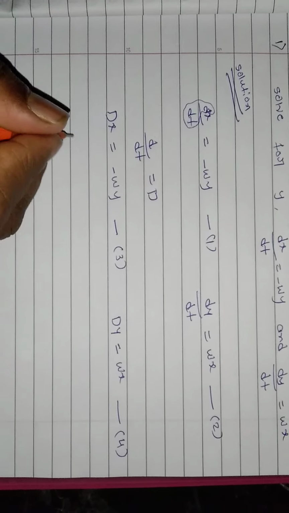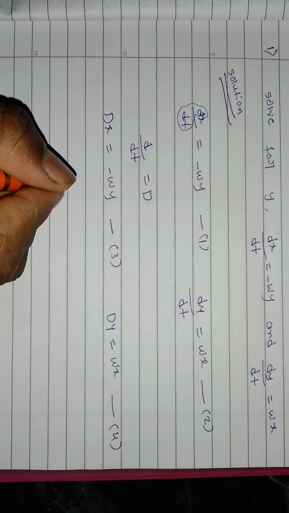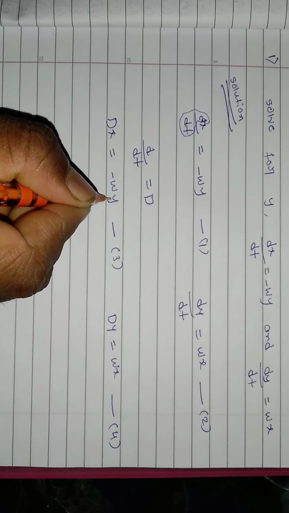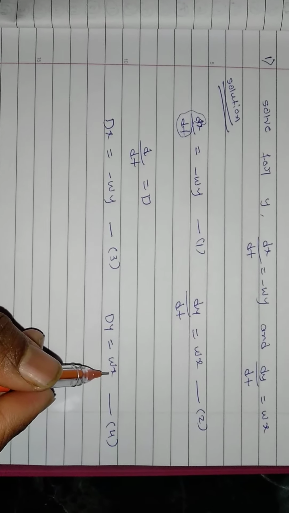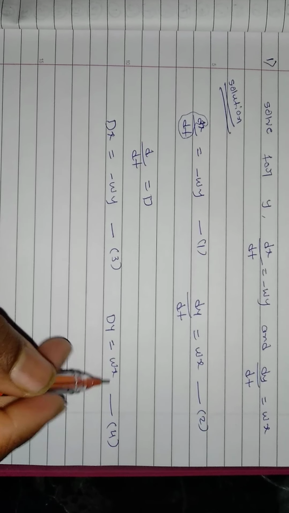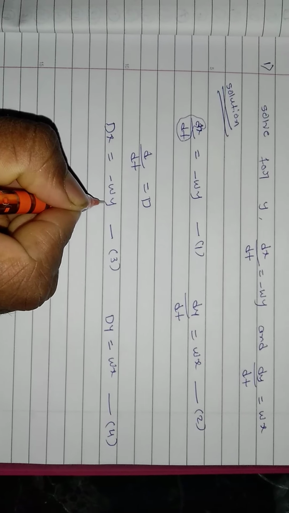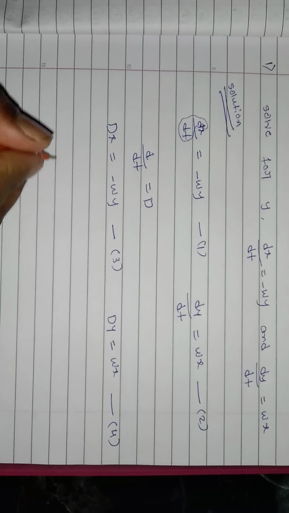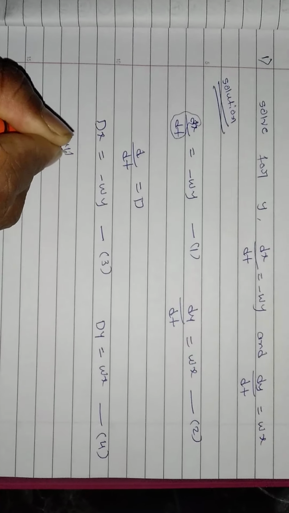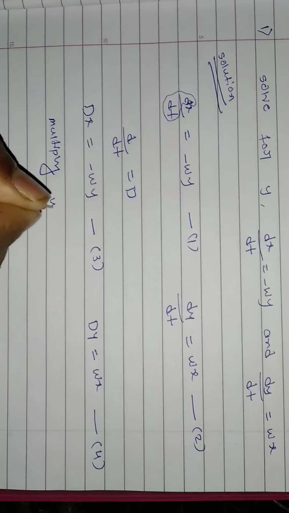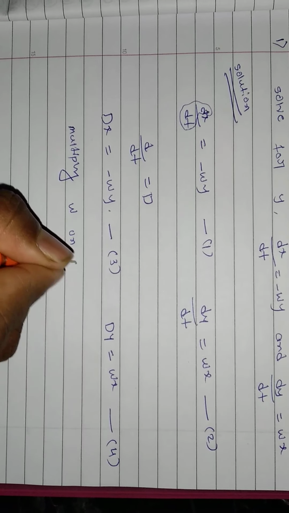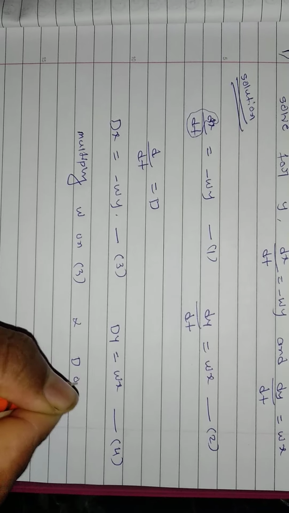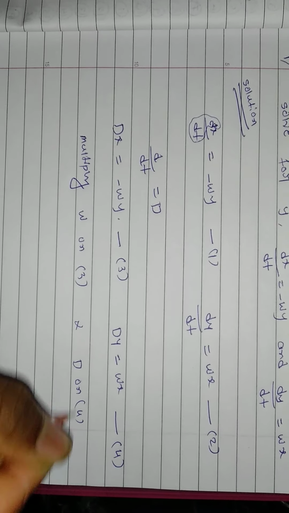Alright, so now multiply by w. Why are we multiplying, basically? You can see here I'm having wy, and here I am having wx. In order to cancel the wx and wy, I need to multiply the third equation with w, and I need to multiply the fourth equation with D. So I'll write here: multiply w on the third equation, and the second thing I want to do is multiply D on the fourth equation. So you got it, right?